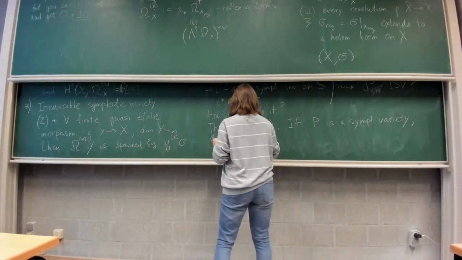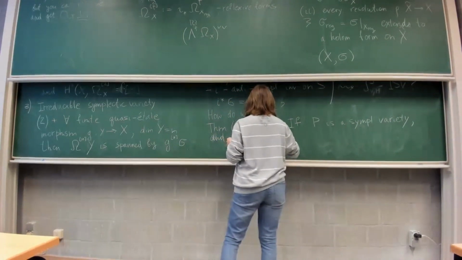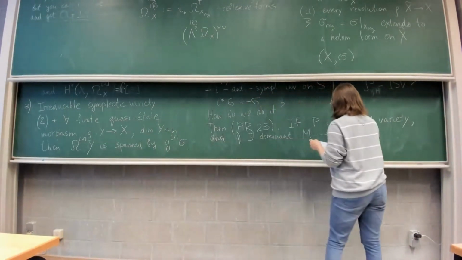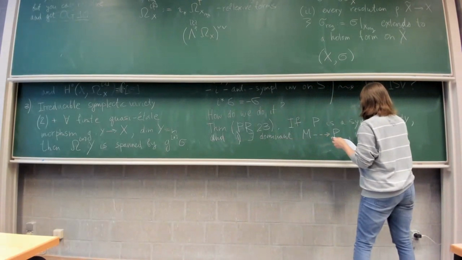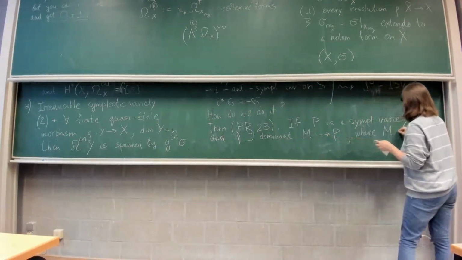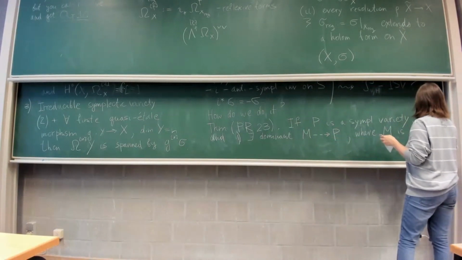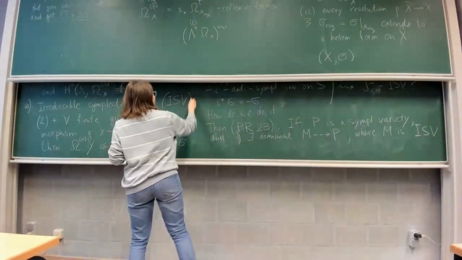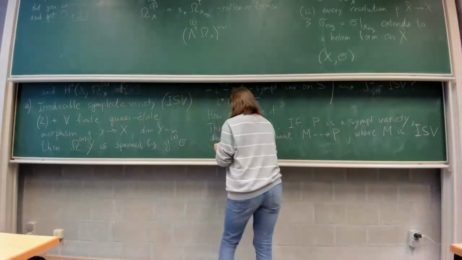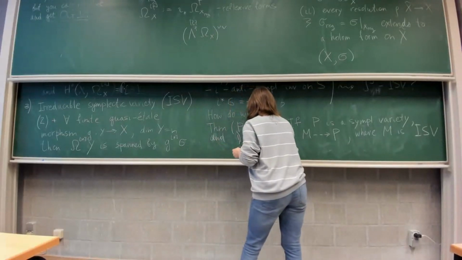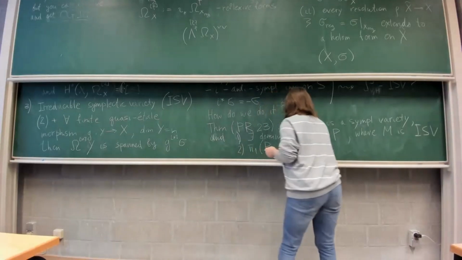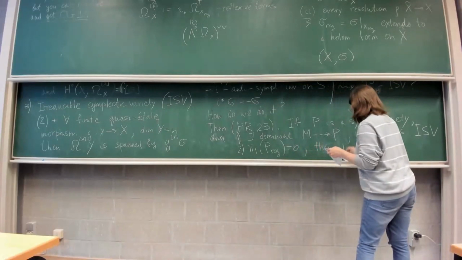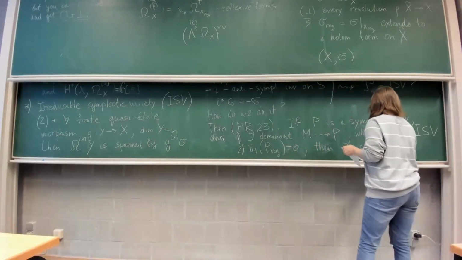from M to P, where M is an irreducible symplectic variety. So symplectic variety is the definition A3. And the second is that H^0 of the reflexive forms, of P reg, is zero, then P is an IC.